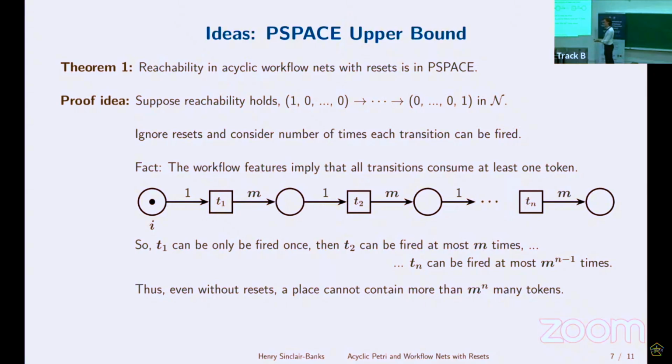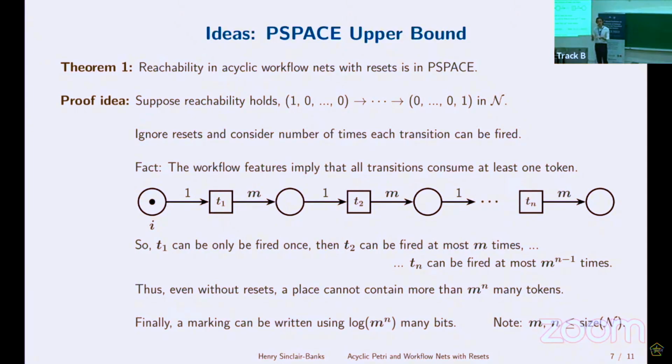And this marking can be represented using polynomially many bits. If you write down a marking in binary, then this will have log of m to the n amount of space required. If you spell this out, this is n times log m. n is the number of transitions, which is clearly bounded above by the size of the net, and log m is clearly bounded above by the size of the net because it's the maximum number that you ever see on top of a production arc, sorry. And so this is a polynomial value.